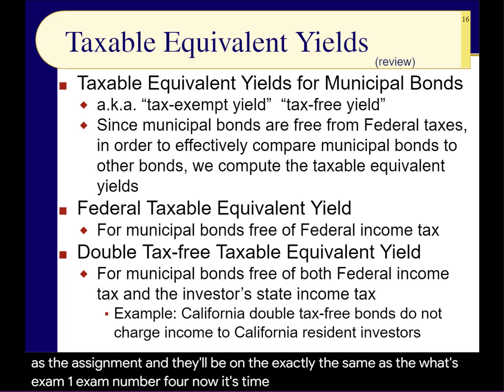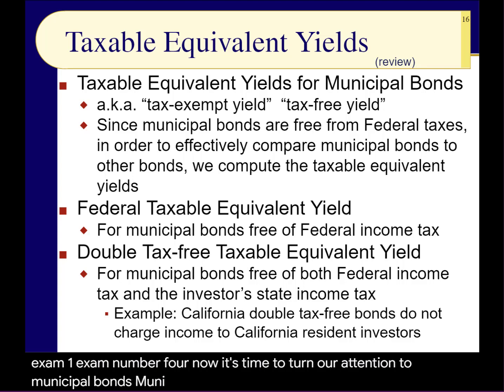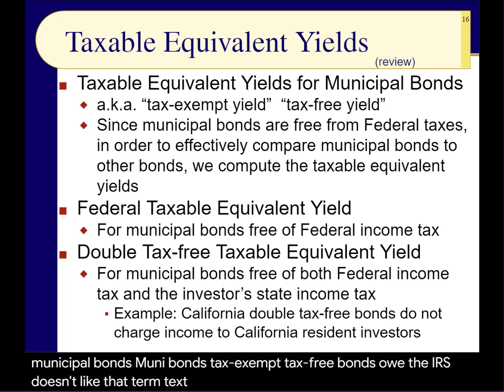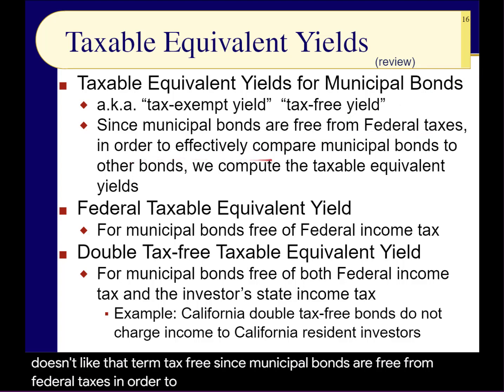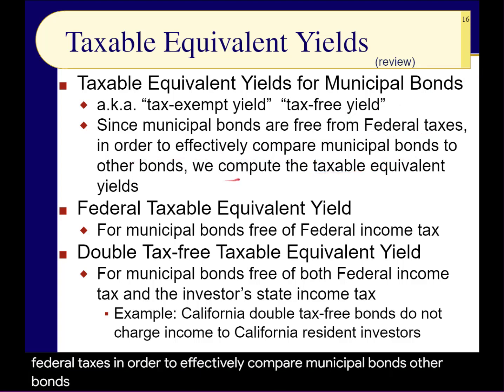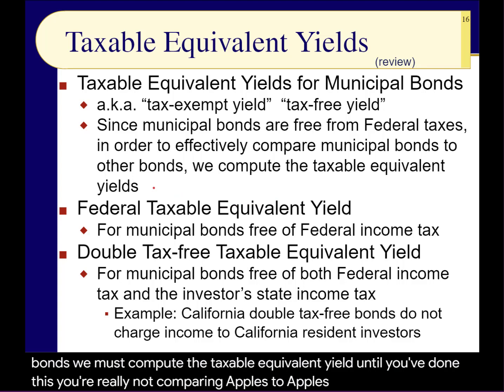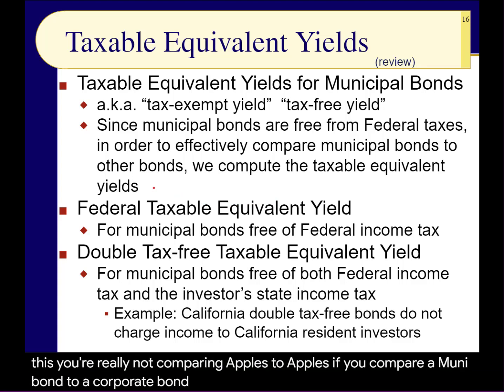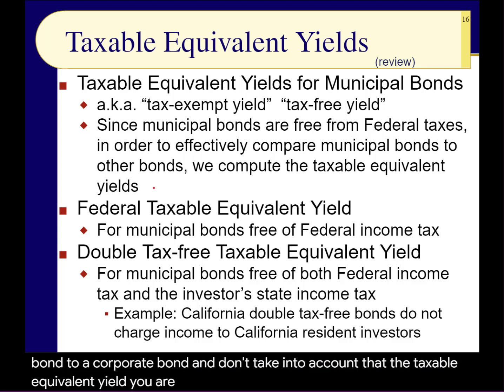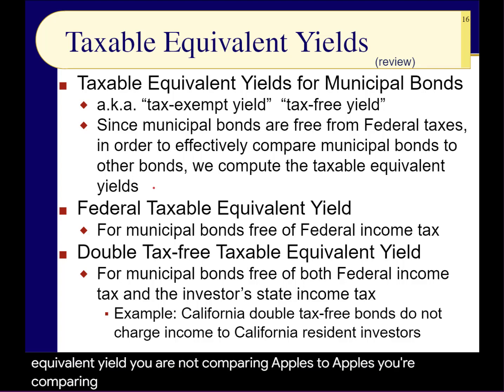Now, it's time to turn our attention to municipal bonds, muni bonds, tax-exempt, tax-free bonds. Oh, the IRS doesn't like that term, tax-free. Since municipal bonds are free from federal taxes, in order to effectively compare municipal bonds to other bonds, we must compute the taxable equivalent yield. Until you have done this, you're really not comparing apples to apples. If you compare a muni bond to a corporate bond and don't take into account the taxable equivalent yield, you are comparing apples to oranges, or whatever the cliche is.